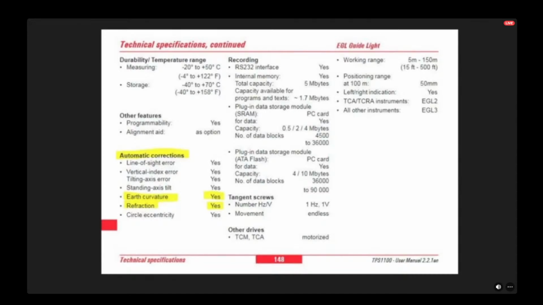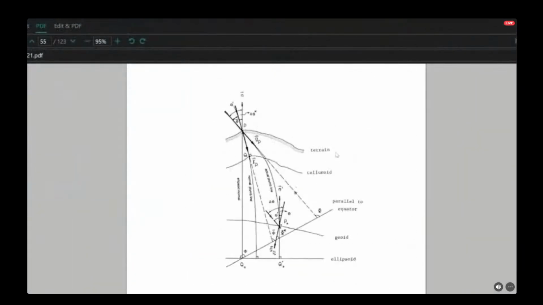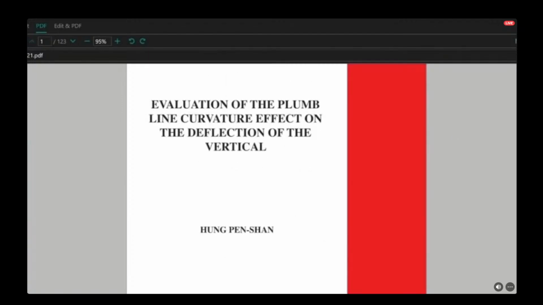That we finally figured out what's wrong on the evidentiary pass. This is another paper that has a wonderful diagram of the deflection of the vertical, and we'll take a look at the evaluation of the plumb line curvature effect on the deflection of the vertical.